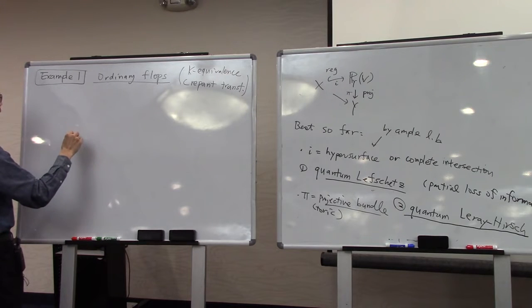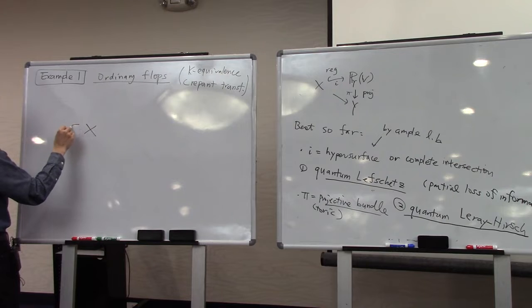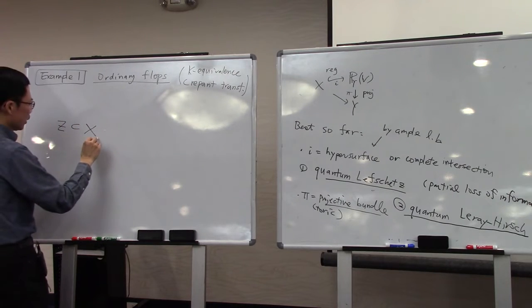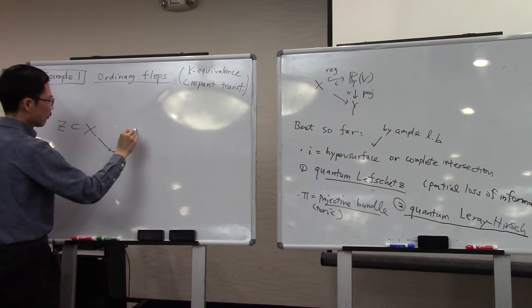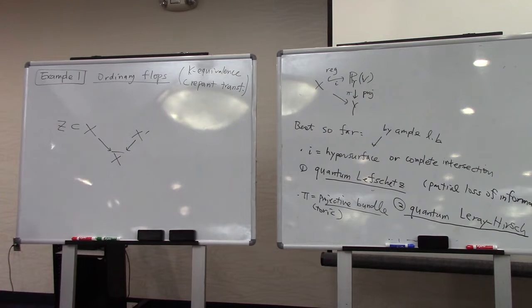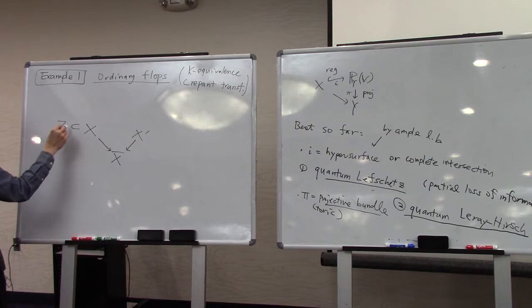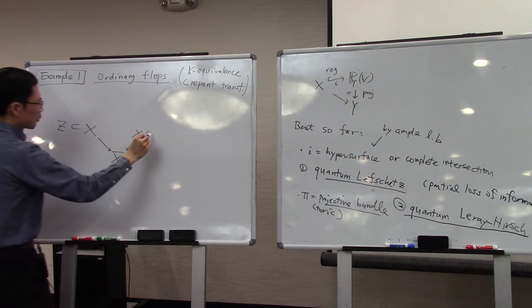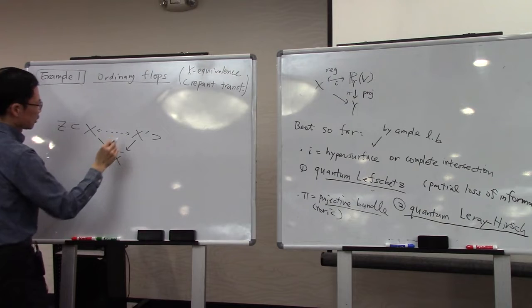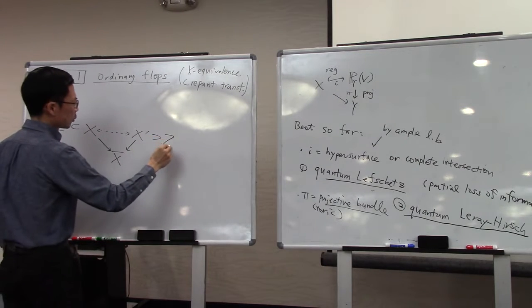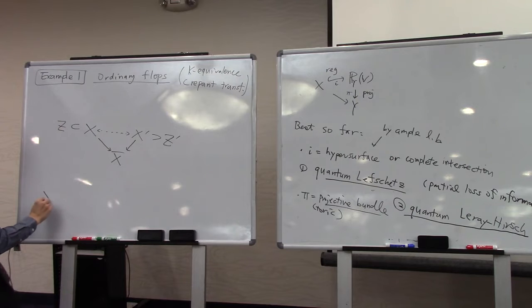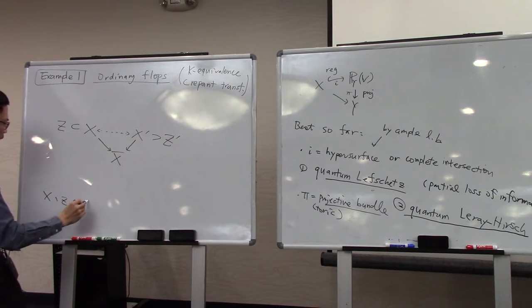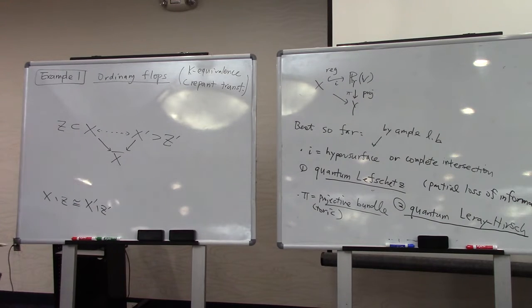So you start with your space X, and X has the flopping contraction to X bar. Then you want to compare with the Gromov-Witten theory of X prime, which we call a flop. So what is the ordinary flop? These two are birational, and their difference is some kind of surgery. In this case, X minus Z will be isomorphic to X prime minus Z prime. That's the exceptional locus they have.